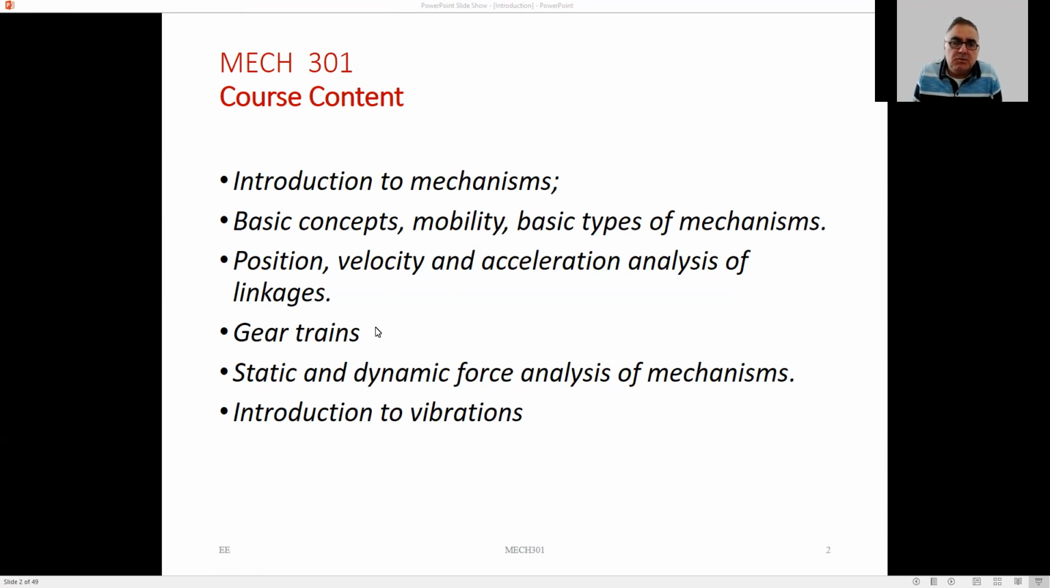Okay, then we will go to a specific kind of mechanism, which is kind of important, gear trains, in which we will look at the kinematics of gear trains.